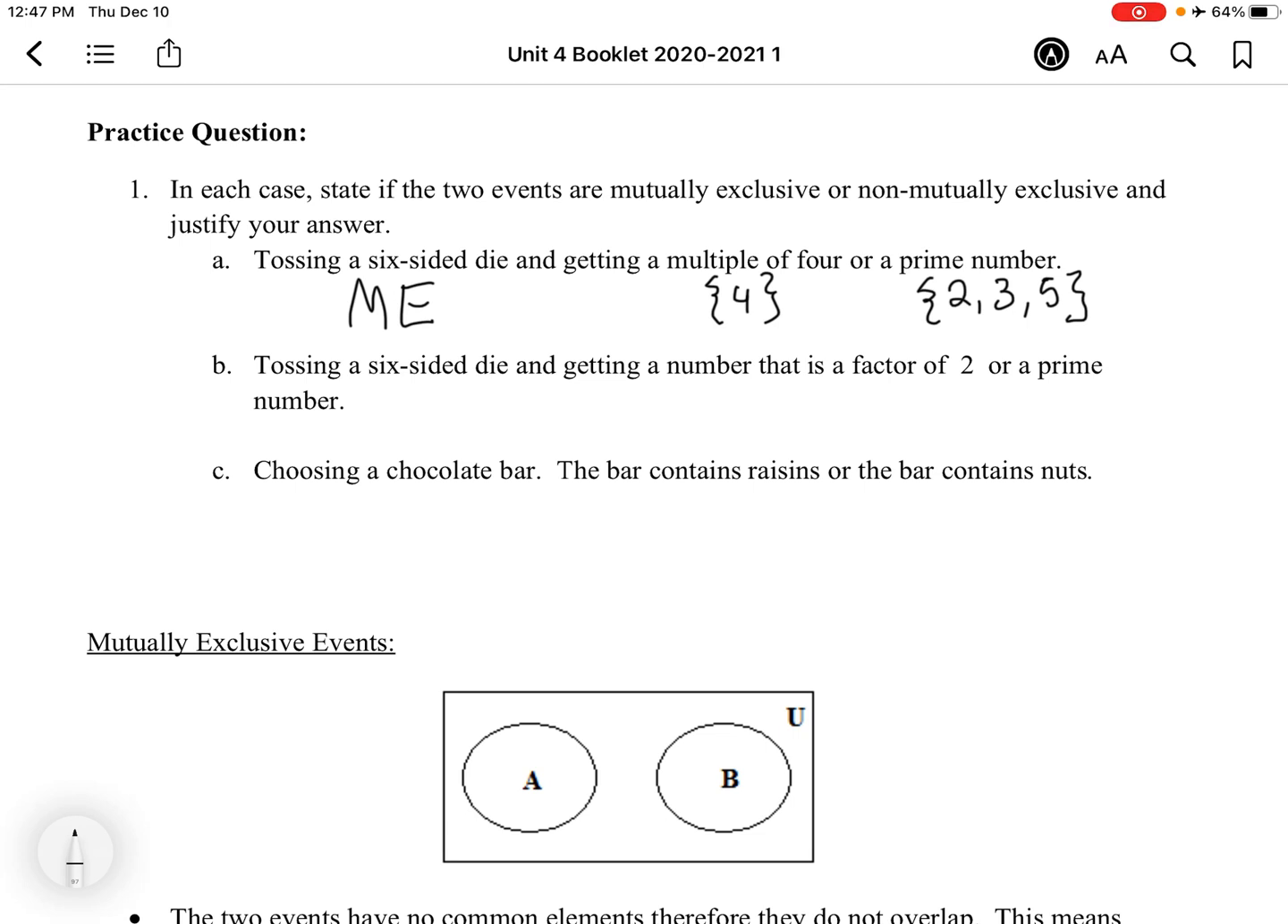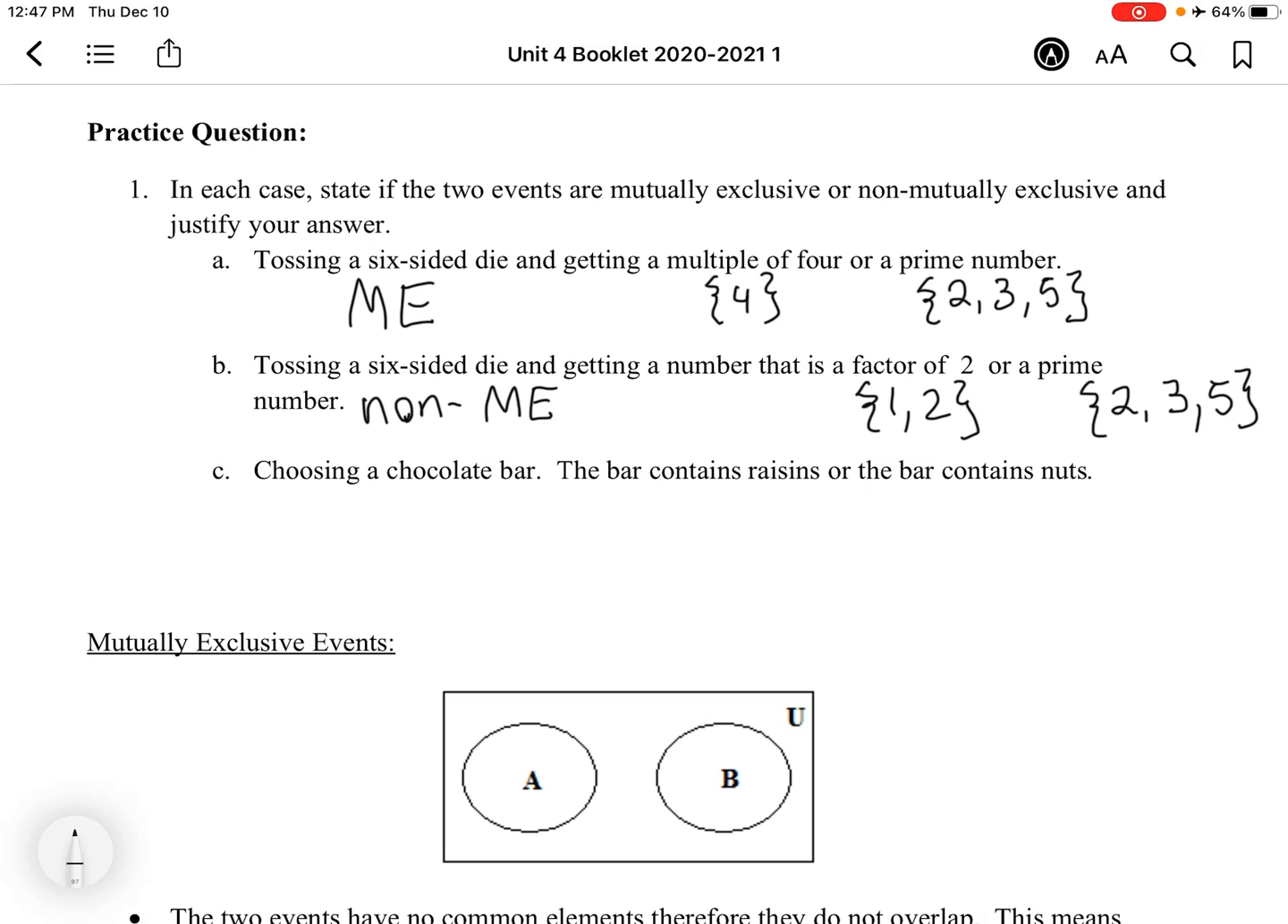Okay? Tossing a 6-sided die and getting a number that's a factor of 2 or a prime number. So our prime numbers again are 2, 3, and 5. Our factors of 2, a factor of 2 is a number that 2 can be divided by. So that would be 1 and 2. And we've got this number 2 that satisfies both events. So this is not mutually exclusive, or non-mutually exclusive.